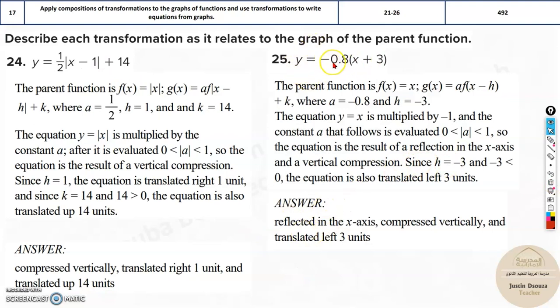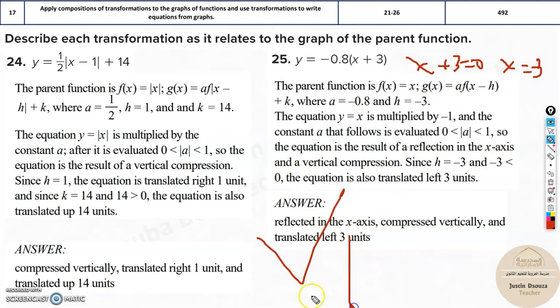Over here it is reflected. Why? Because of the minus sign, reflected along the x-axis. Now this is 0.8, less than 1, compressed vertically, and here x plus 3 equals 0, that is x equals minus 3. That means what? Translated left by 3 units. It will go like this, 3 units to the left. This is minus 3.